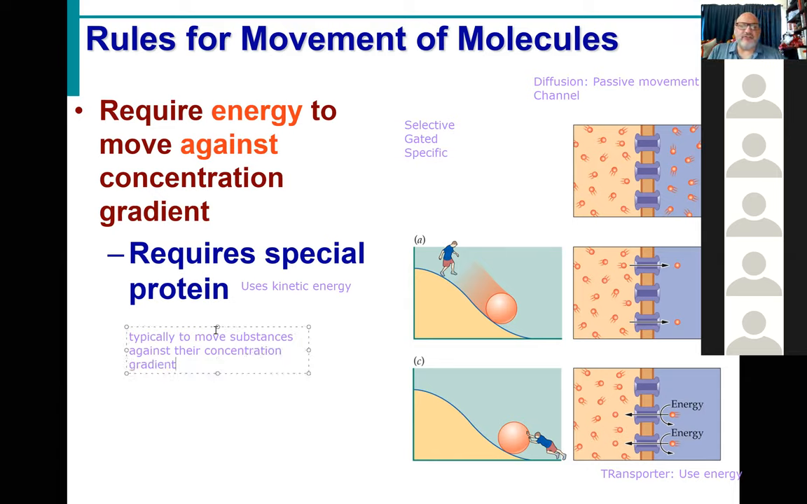So if it's down their concentration gradient, that's the way they want to move. We don't have to use any energy for that. We can just open a hole and they will freely move down their concentration gradient. But if we want to get something to move against its concentration gradient, we're going to have to use energy. And that's going to require a special type of protein.